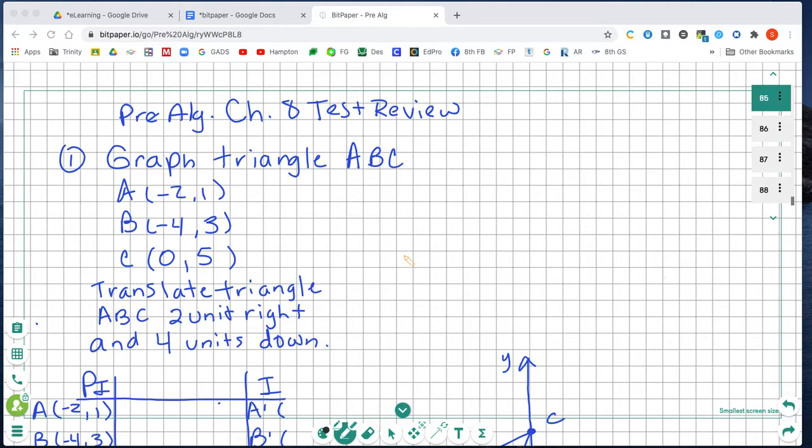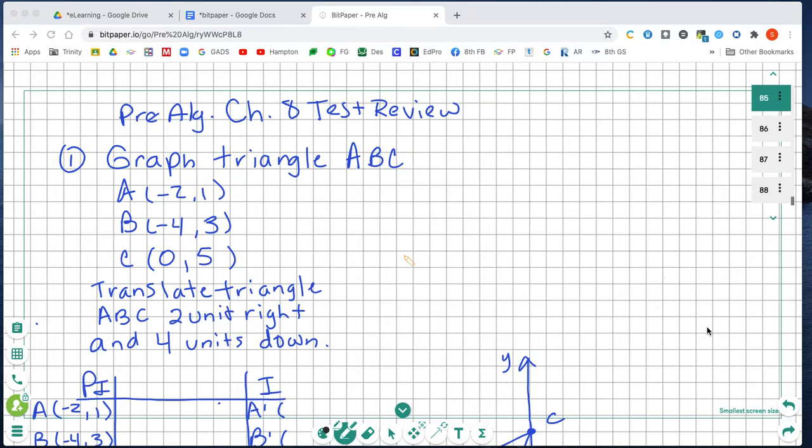All right, we're going to do the Chapter 8 test review. The first thing that we're going to do is graph triangle ABC with the ordered pairs A (-2, 1), B (-4, 3), C (0, 5). And then we are going to translate the triangle 2 units to the right and 4 units down.